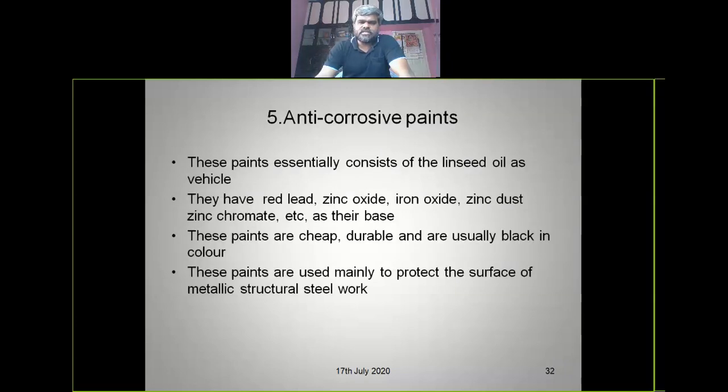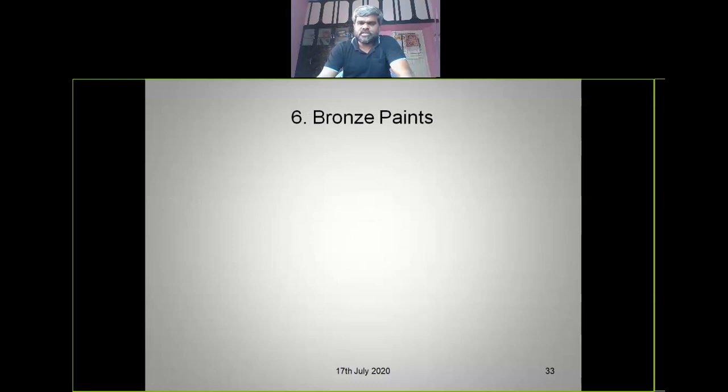Anti-corrosive paints. These paints essentially consist of linseed oil as vehicle. They have red lead, zinc oxide, iron oxide, zinc dust. These are cheaper. These paints mainly protect surface materials like structurally weak structures, where we can use anti-corrosive paint.